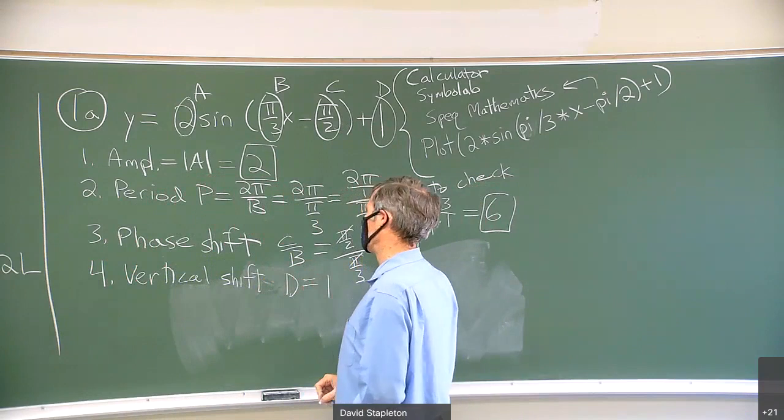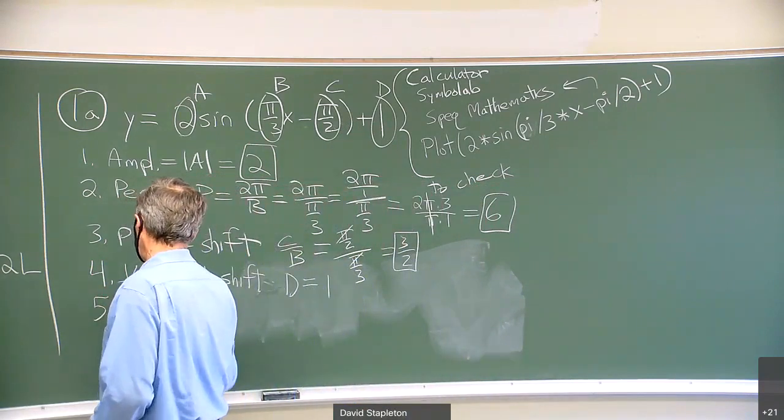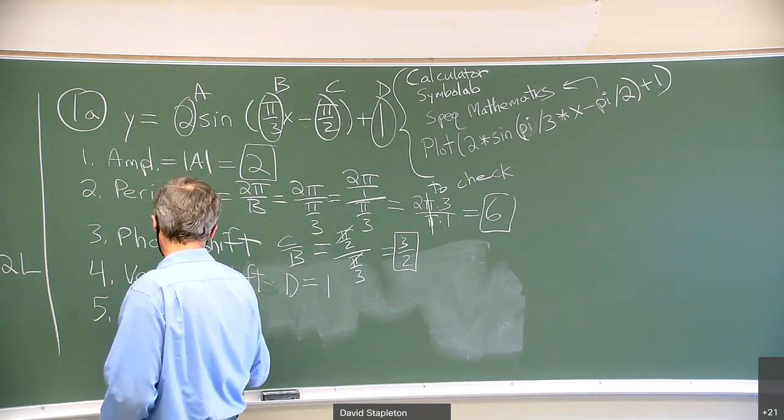Is equal to 1, so it moves up 1. And then finally, is there a flip? If A is negative, there's a flip. If A is positive, there's not. Here, A is positive. So we say no, A is positive.